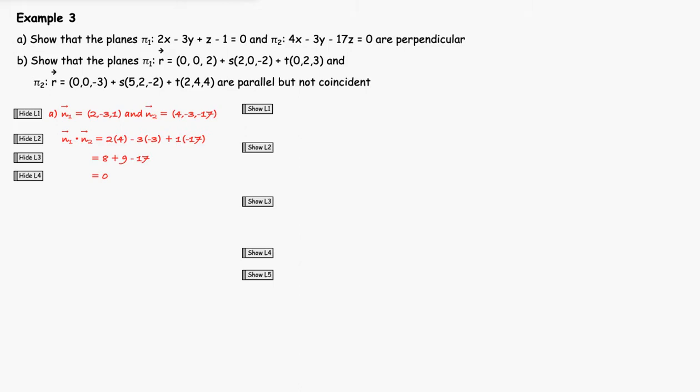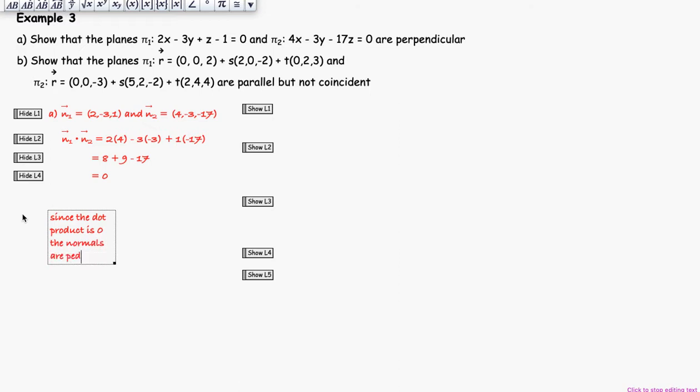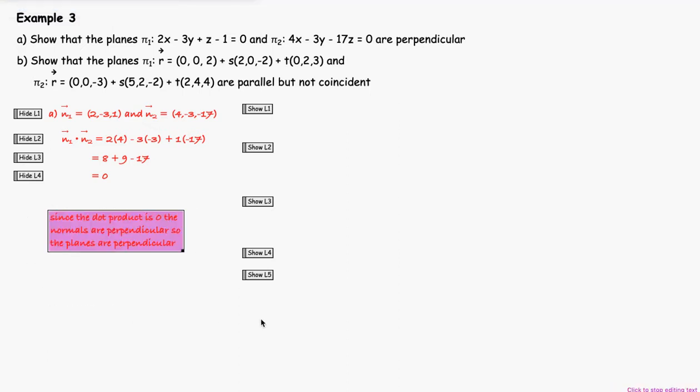So now we should make our conclusion. So let me copy that line. And let's just say, since the dot product is 0, the normals are perpendicular, so the planes, now you see how bit of a typist I am, the planes are perpendicular. All right, so that one wasn't too bad. Thankfully, they gave it to us in Cartesian form.